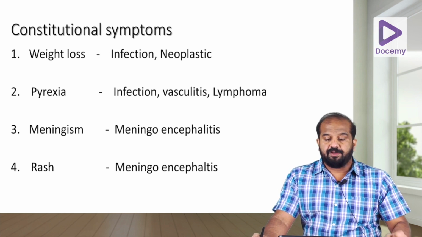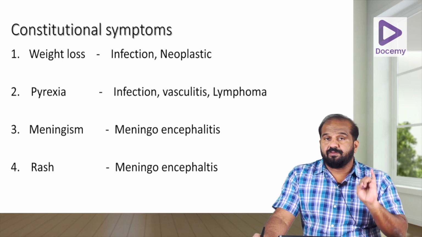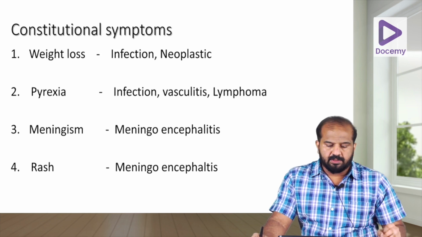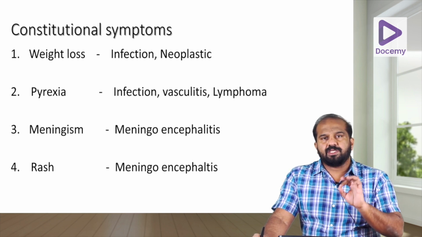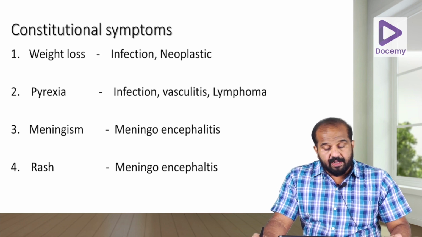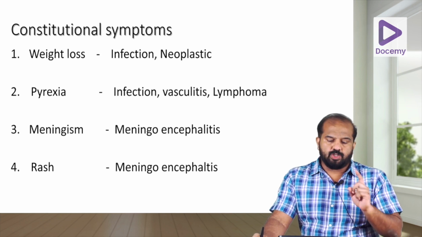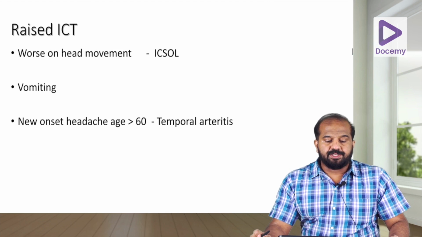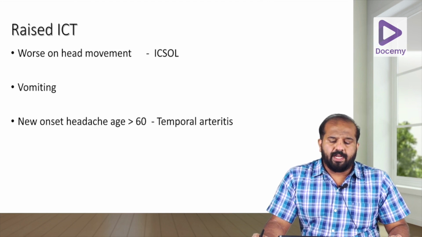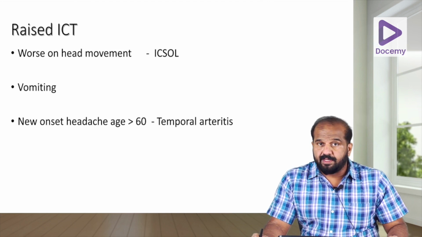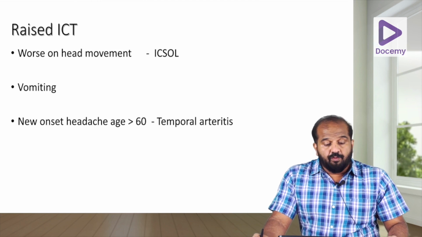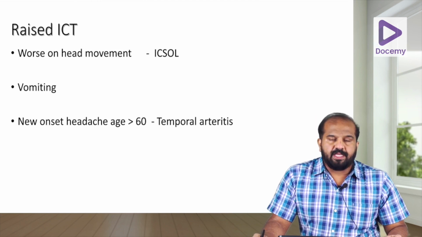Pyrexia, fever: you will think of infection, vasculitis, again lymphomas. Meningism is seen in meningitis and meningoencephalitis. Rash suggests meningococcemia or meningoencephalitis. Raised ICT, worse on head movement, is suggestive of an intracranial space occupying lesion. Vomiting is again a feature of raised ICT.